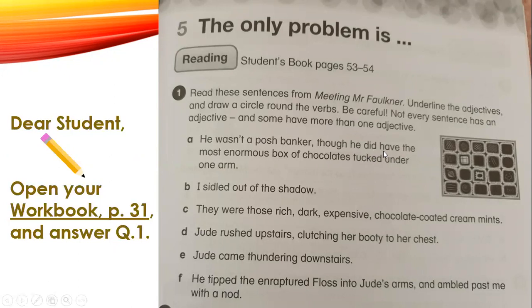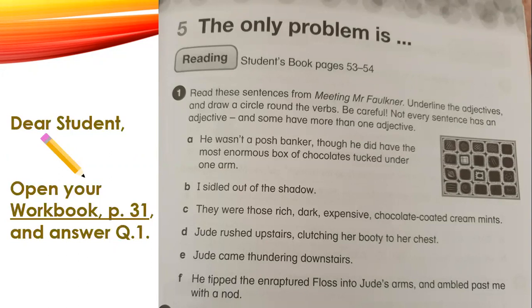Though he did have. He is a subject, and after the subject, there is the verb did have. So please circle the verb. The most enormous box of chocolates. Box is a noun which is described by the adjective enormous. So please underline the adjective enormous.